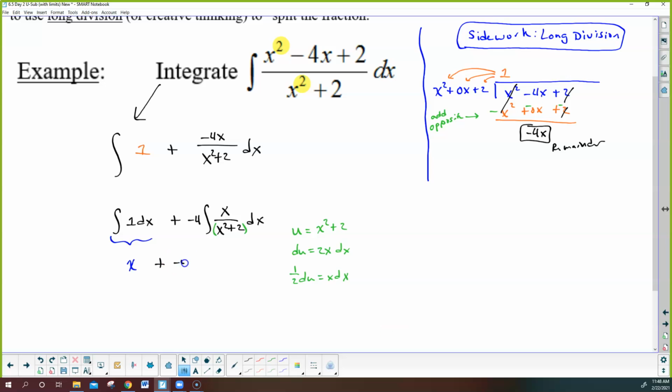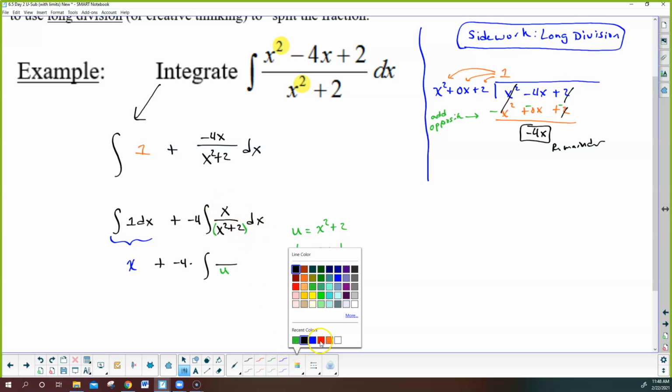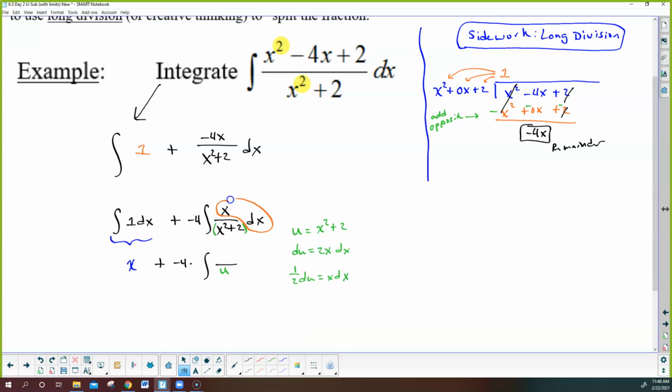All right, so the negative 4 is going to drop down. I'm going to rewrite the integral of 1 over u. And then this x dx right here is going to be replaced with 1/2 du. But instead of putting the 1/2 up here, I'm going to float the 1/2 out. You could write du right here. I don't love doing that. I like to put it on at the end.